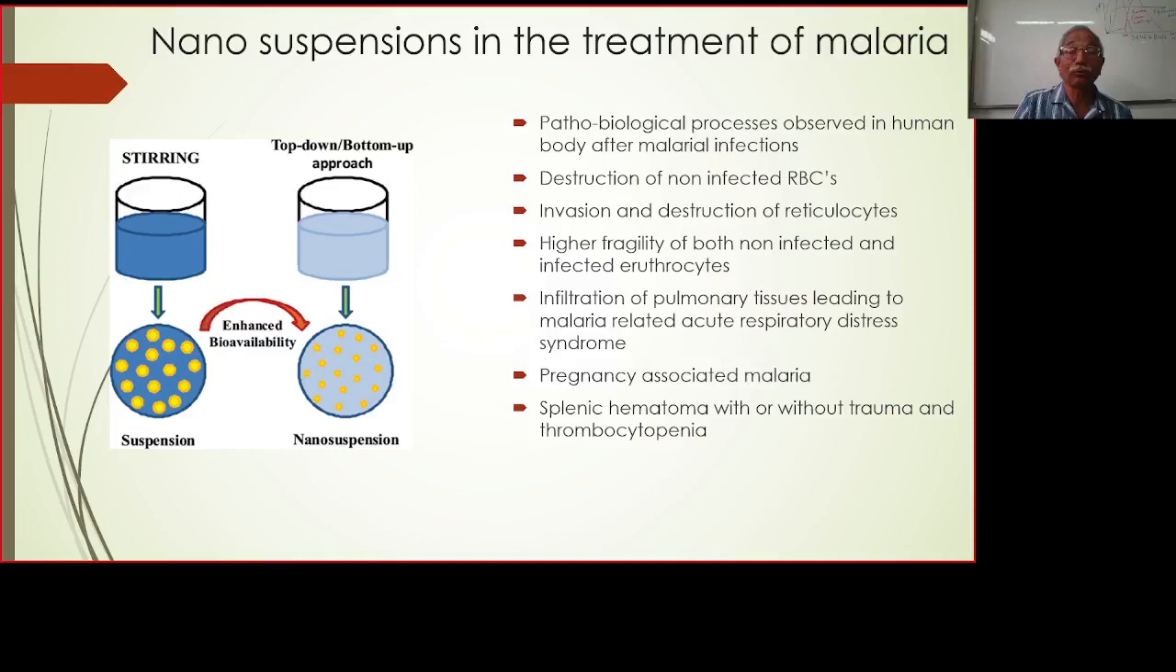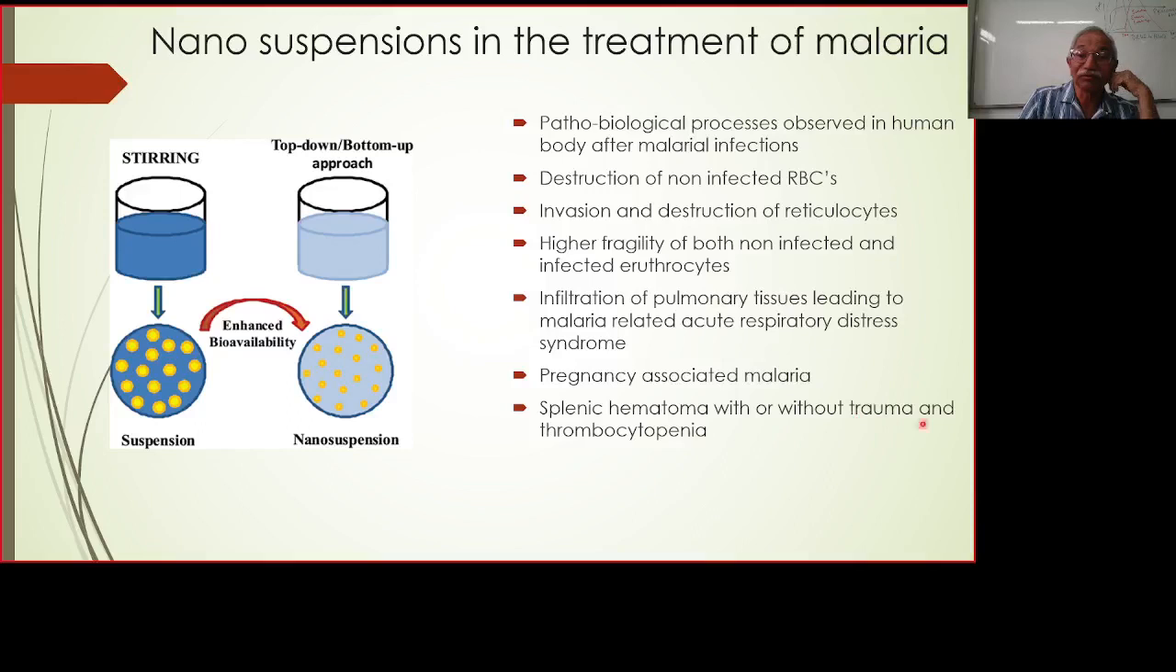So the pathobiological processes observed in the human body after malarial infection are destruction of infected RBCs, invasion and destruction of reticulocytes, higher fragility of both non-infected and infected erythrocytes, and infiltration of pulmonary tissues leading to malaria related acute respiratory distress. So at different levels of malarial infection, these nano suspensions can be used, and also in pregnancy associated malaria. So this has the advantage of being used in pregnancy. The rest of them may not necessarily be used, because they may go into the fetus because of nanoparticle size. Then splenic hematoma with or without trauma, and thrombocytopenia.